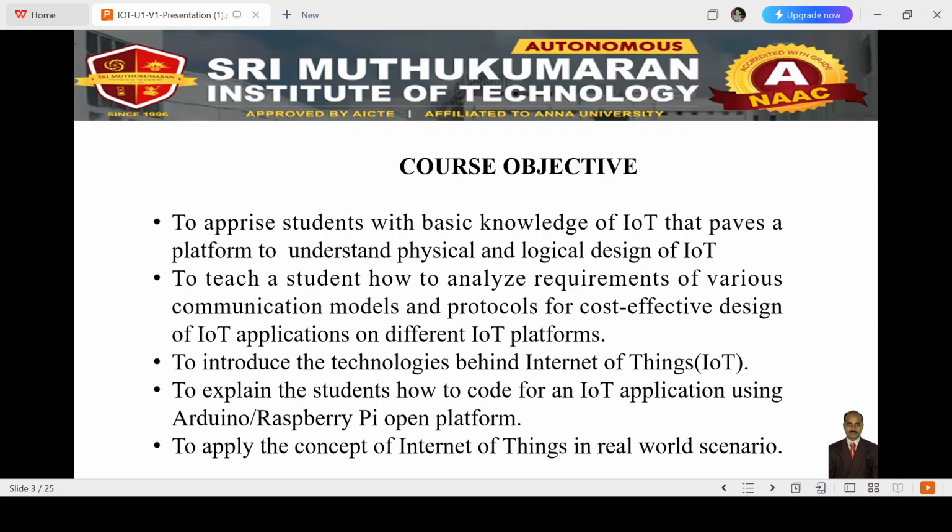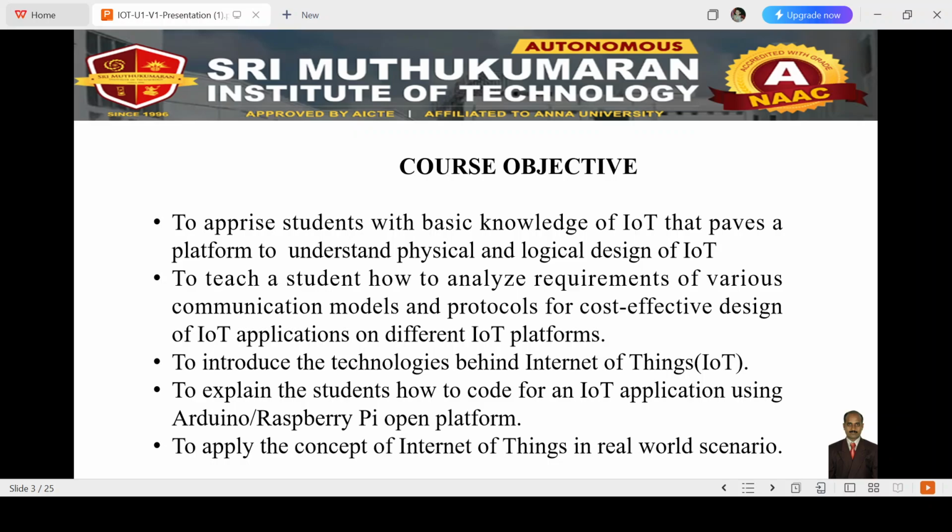So we have to analyze the basic requirement of a particular user and what his budget is, and with this budget we have to make a cost-effective design for that particular customer. For that we need to know the kind of communication and the protocols that can be used for reducing the cost. And the third main objective is to introduce the technologies behind IoT. So what are the technologies that we have seen in unit 3? The same technology has to be applied to make use of this IoT.